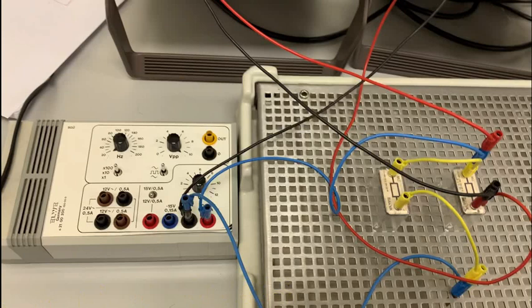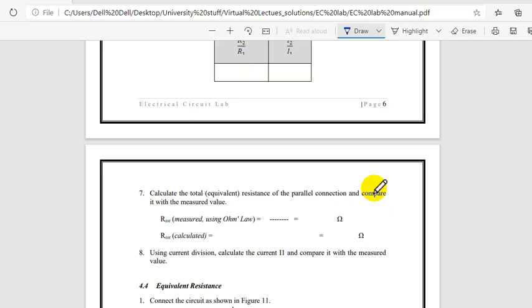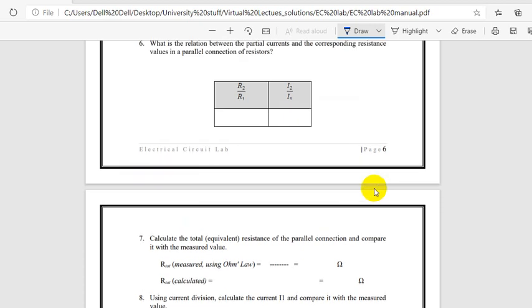Make sure that you get the connection right. This way we conclude our experiment. Just complete the report and submit it to me before the deadline.